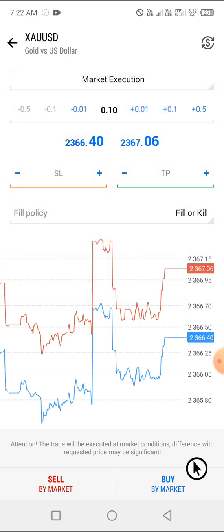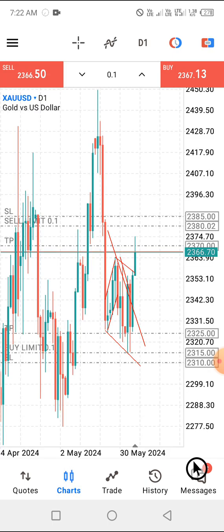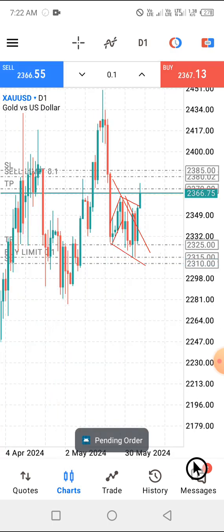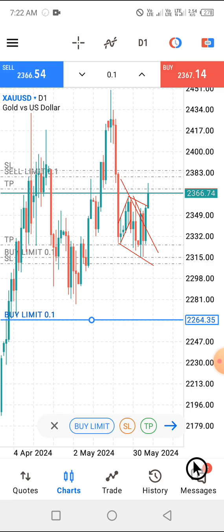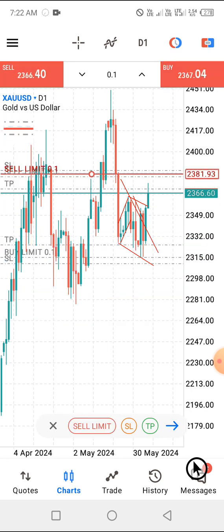But for the sake of those using MT5, I think it is better you navigate your way using the shortcut, which is this one here, where you can actually drag your pending order. Just click on your pending order and drag it below the price level, which is the buy limit, and above the price level, which is the sell limit. So that's how to go about it.